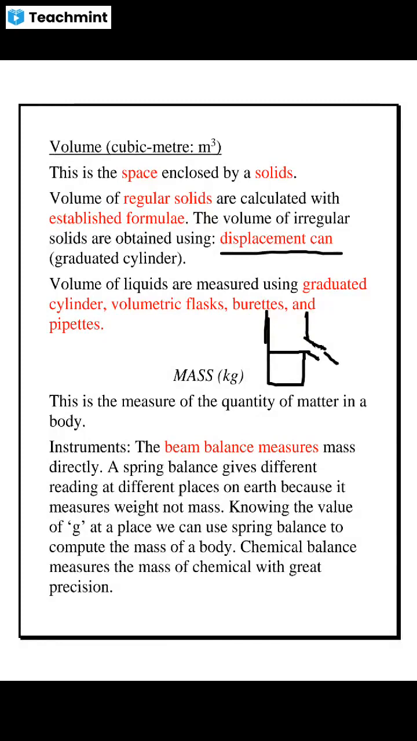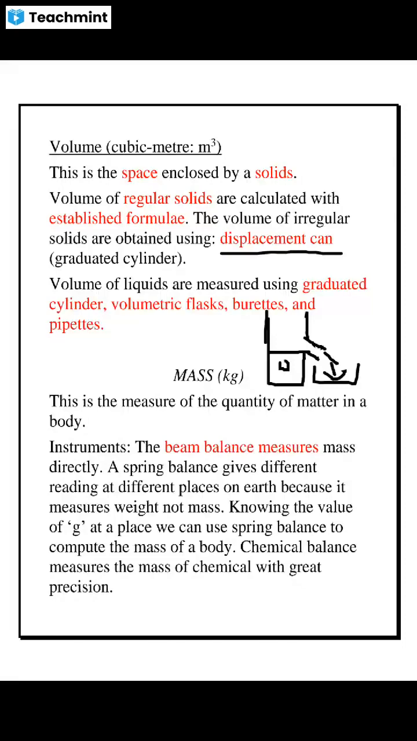Then we drop a solid into this place. So the liquid that gets out of this place will be taken into a container and can be measured. The volume of the liquid that is displaced will be the volume of the solid that will be measured. If you don't want to use a displacement can, you can also use a graduated cylinder for that.